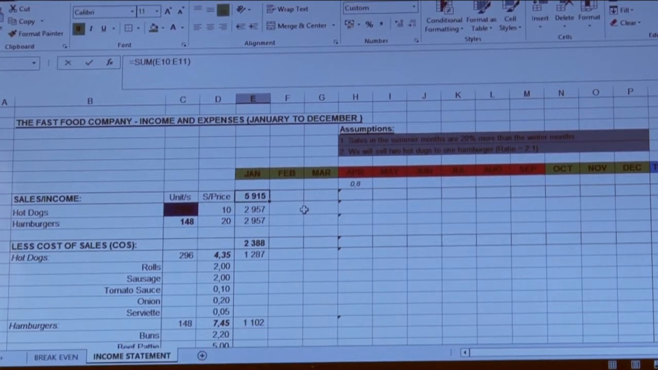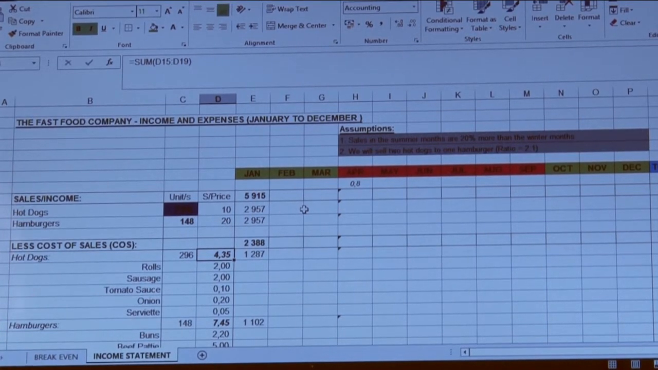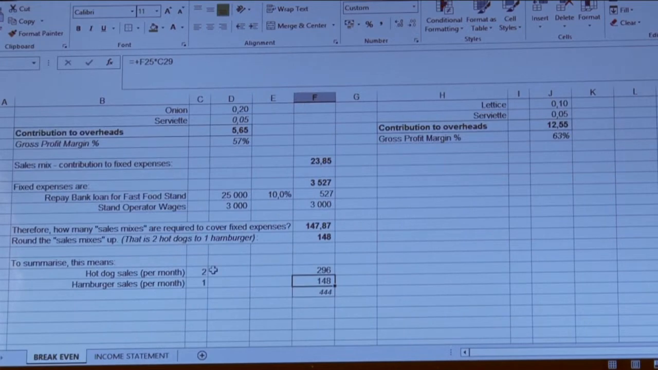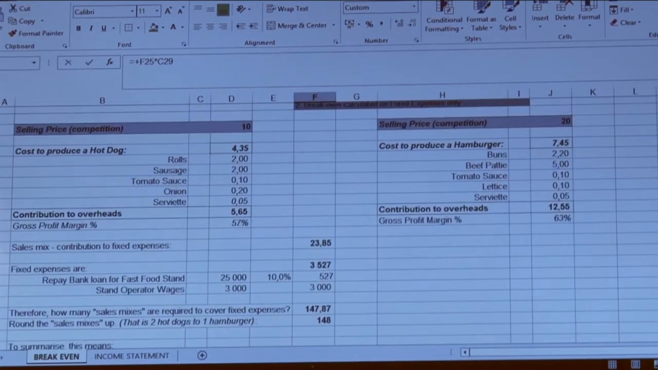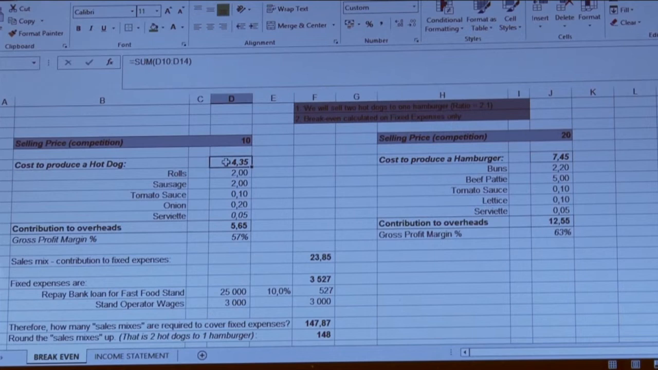All right. So look at our cost of sales though. These are the things that it costs to make the sale. In other words, the bread rolls, the tomato sauce, the lettuce, etc. Those are called cost of sales because without the sale, you wouldn't incur a cost of sale. So have a look at them. On our hot dogs, do you agree we had a cost of sales of 4 Rand 35? Let's just refresh our minds on that. Going up to the top of this spreadsheet again, we've got our 4 Rand 35 here, which is the total of our rolls, sausage, tomato sauce, onions, and serviette.